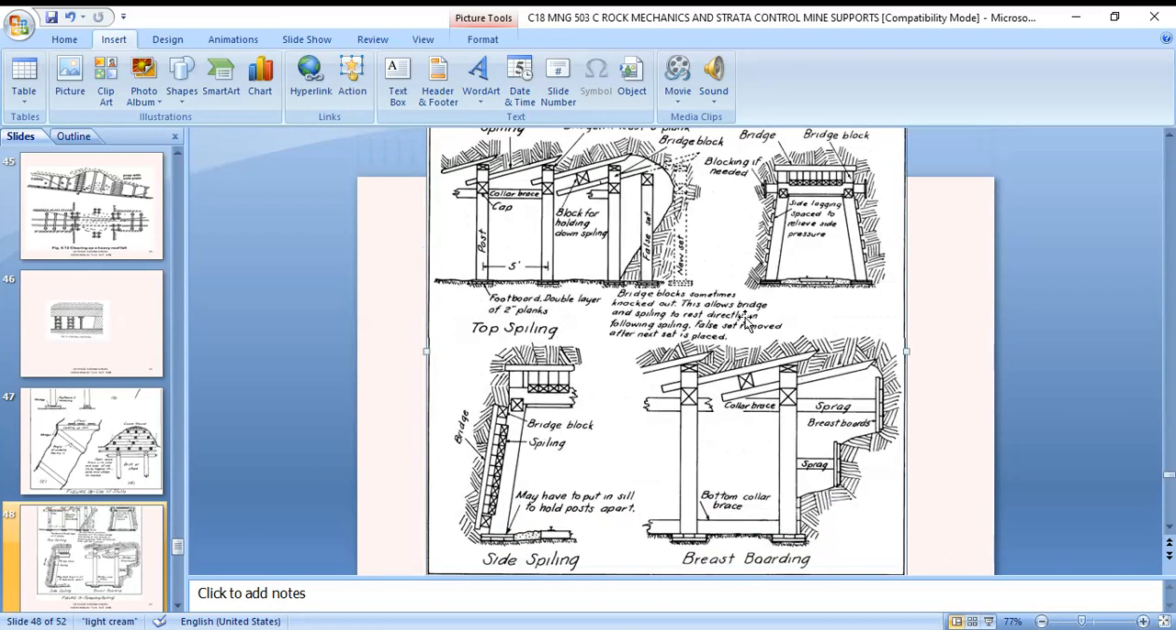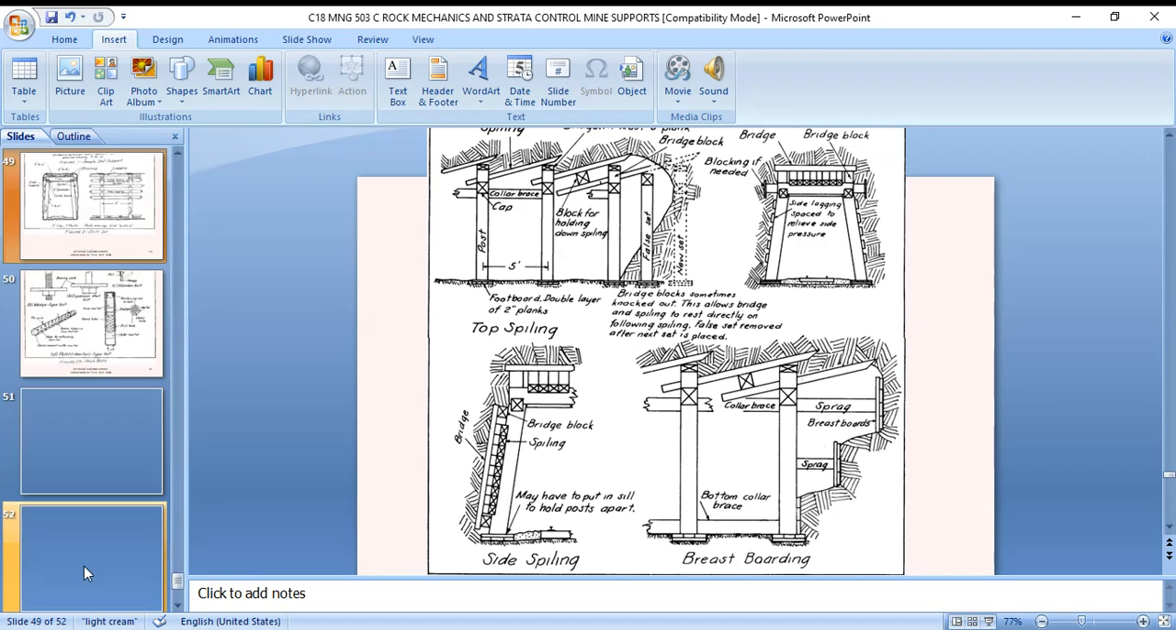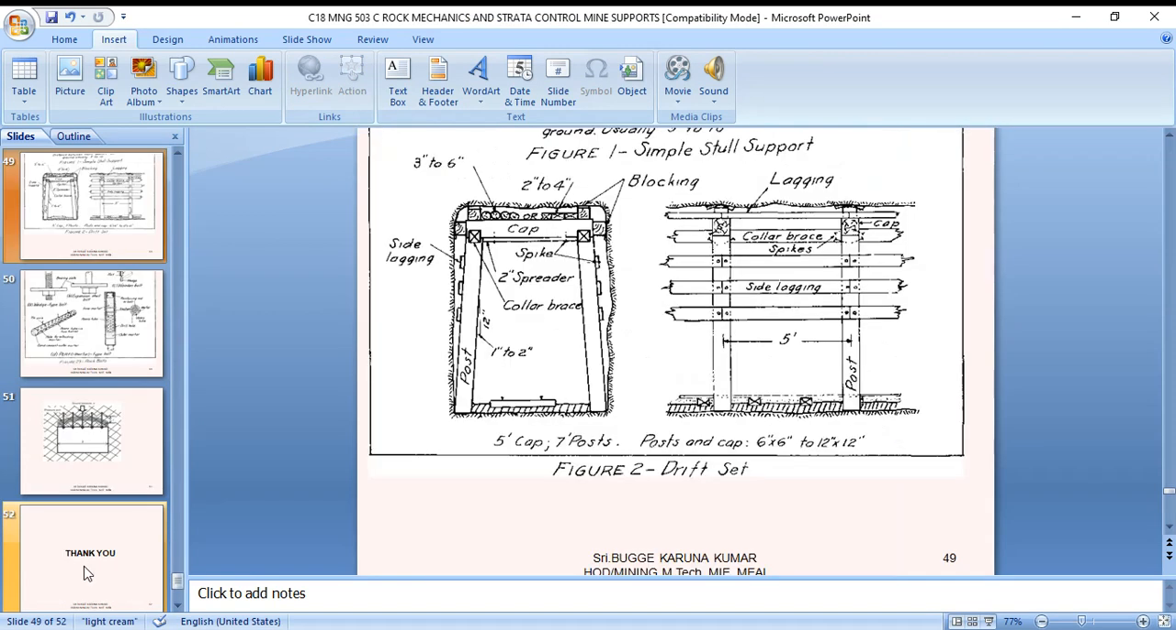This is the bridge block, side block, spaced, relieving side pressure, blocking records, bridge block spalling. You may have to put in a stall, hold posts apart, side spalling, top spalling. Simple stall supports, spikes and spreaders, collar braces, spikes.